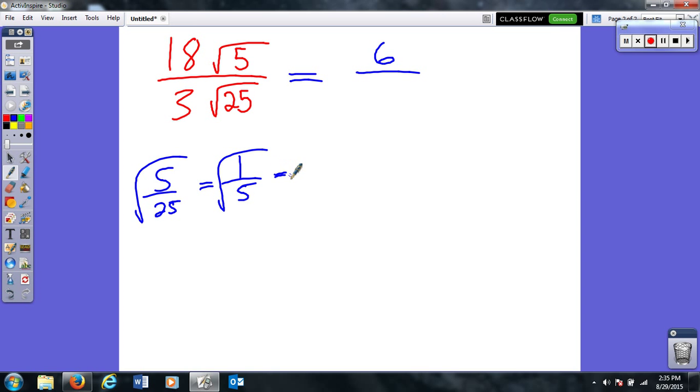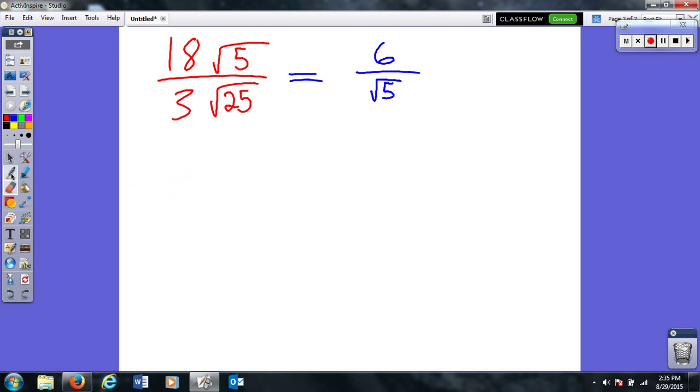But then this is really just the square root of 1 over the square root of 5. Well, the square root of 1 is 1, so that's really just 1 over the square root of 5. So what we end up with is just square root of 5 in the denominator. Or you could think of that more simply as 25 divided by 5 is 5, so we're going to be left with a 5 underneath the square root on the bottom of the fraction.